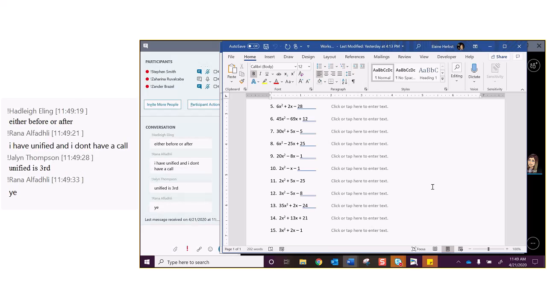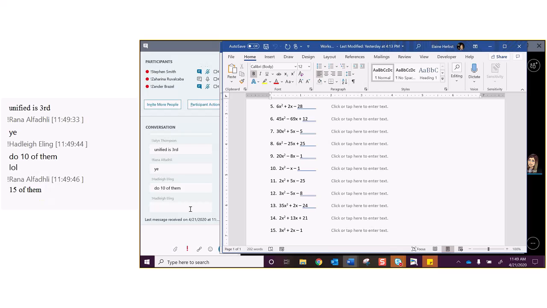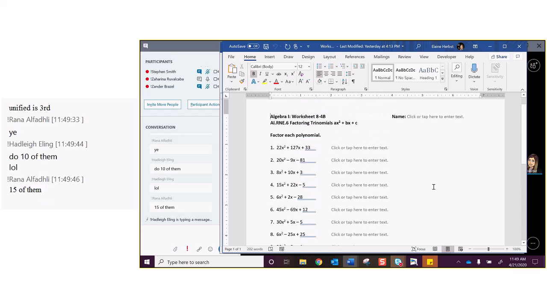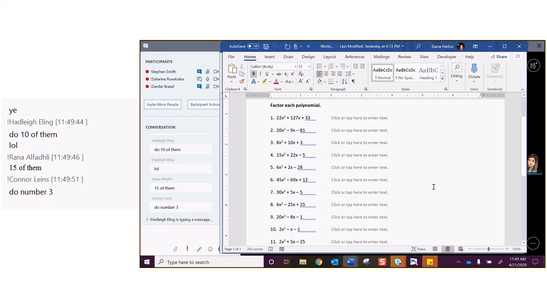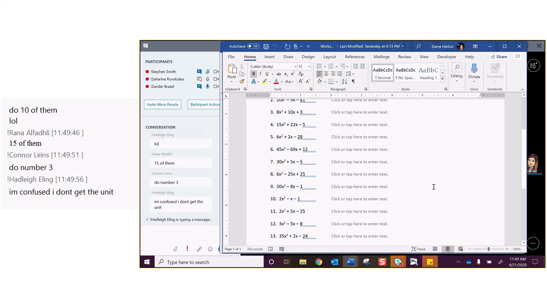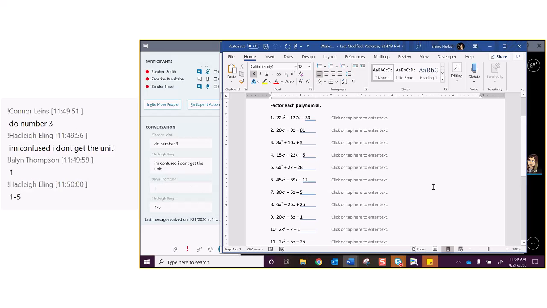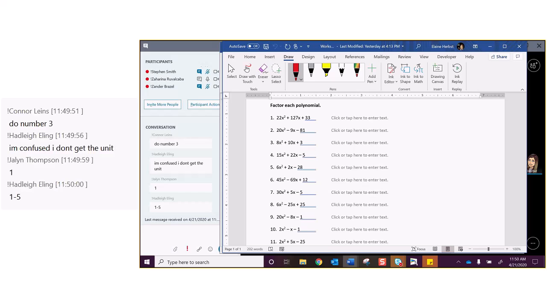Okay, so what number did we say? Number 10? Somebody wanted to see number 10, or Hadley, you wanted me to do 10 of them? Somebody better ask a question or I'm not going to do any of them. All right, Connor says number 3. I like number 3 because what kind of a number do I see in number 3 that's going to make this a little bit easy? Someone say a prime number.